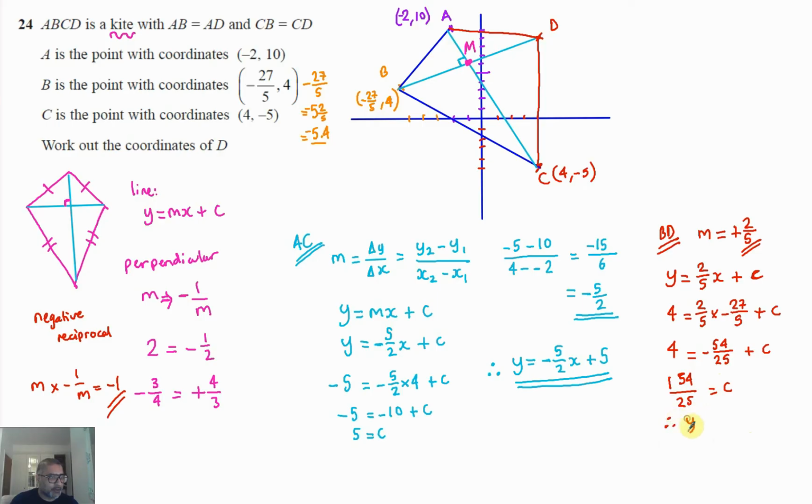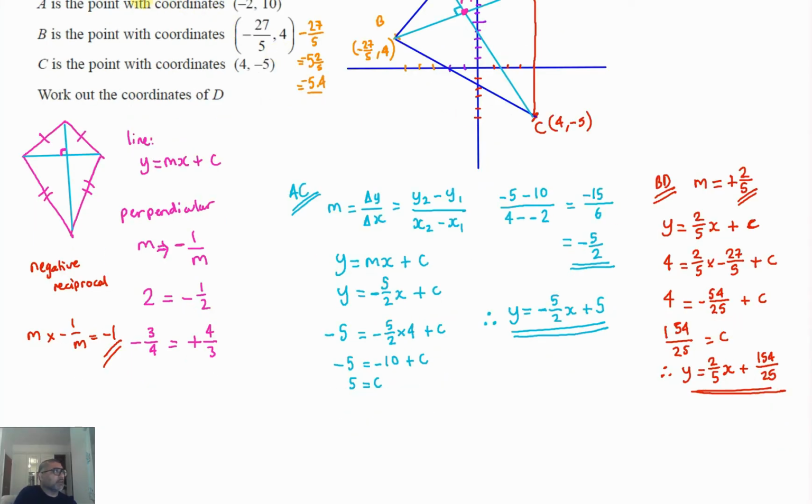So therefore that equation equals 154 over 25. Let's redo that. I'll do my gradient first just to keep it consistent. So my equation is y equals 2/5 x plus 154 over 25. Now that I've got the equation of that line, and I've got the equation of that line, as I said, we want to find the midpoint.